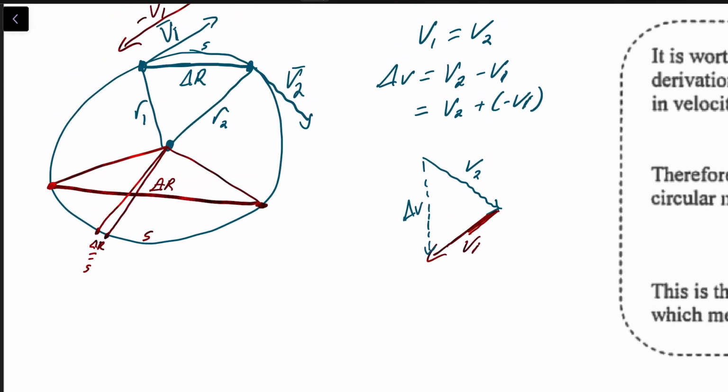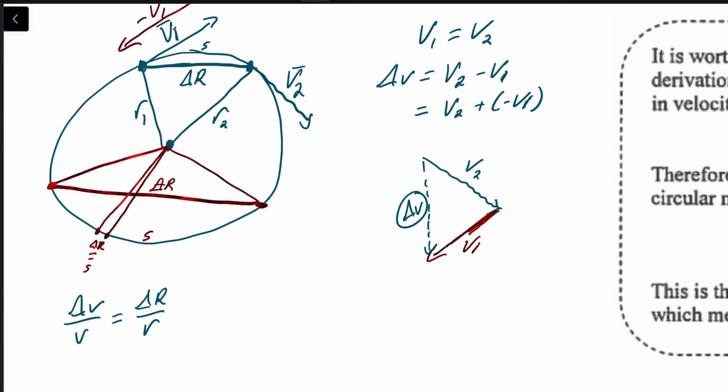All right, so now that we're able to see our change in velocity, we're going to use this to create a ratio. The ratio we're able to create is the change in velocity over the magnitude of your velocity, which equals the change in radius, or arc length there, taking an instantaneous value, over the magnitude of your radius.